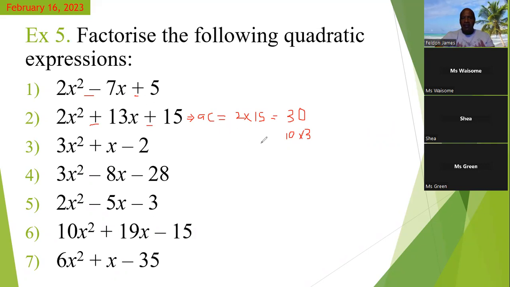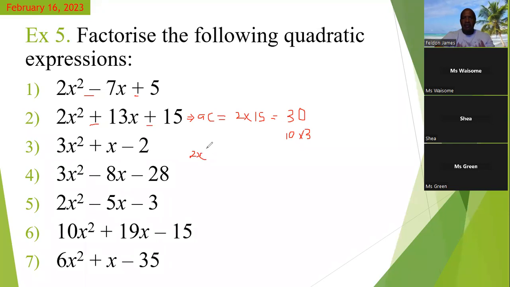All right, Ms. Raysom, you want to continue? Sure, sir. All right, go ahead. So after we find these factors, we're going to use them to substitute 13x. So we'd have 2x squared plus 10x plus.